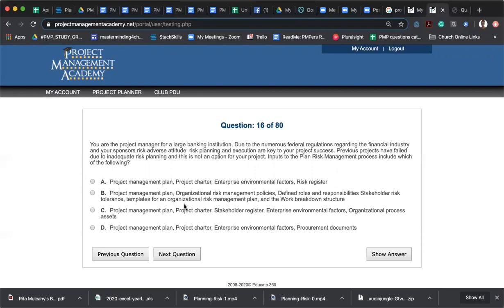A, project management plan, project charter, enterprise environmental factors, risk register. B, project management plan, organizational risk management policies, defined roles and responsibilities, stakeholder risk tolerance, templates for an organizational risk management plan, and the work breakdown structure. C, project management plan, project charter, stakeholder register, enterprise environmental factors, organizational process assets. D, PMP, project charter, enterprise environmental factors, procurement documents.